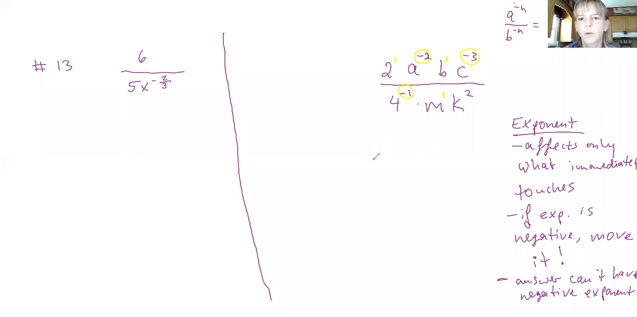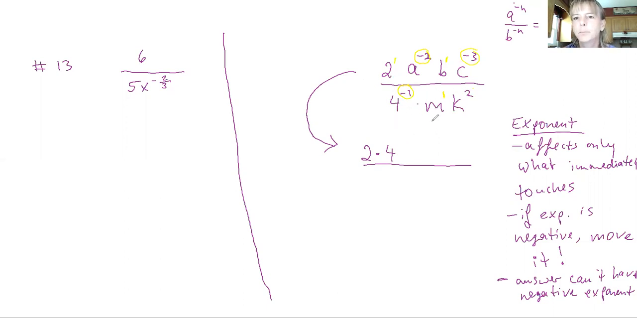So on this first problem, well, that 2 is happy upstairs. If he has a positive exponent, he stays. That 4 downstairs, though, has a -1, so we're going to say, bad attitude, let's move it upstairs. And this is all multiplication, so this is technically one big ugly term. Don't call that different terms.